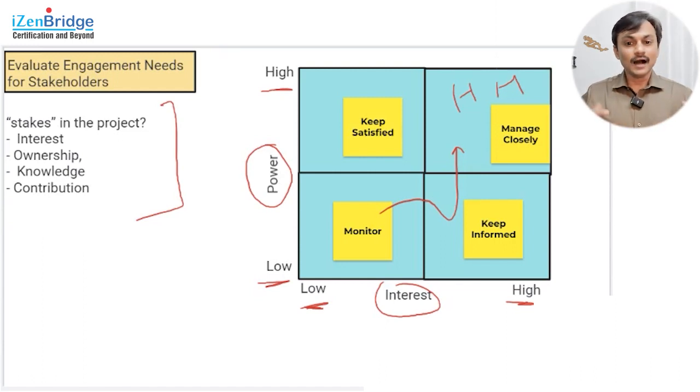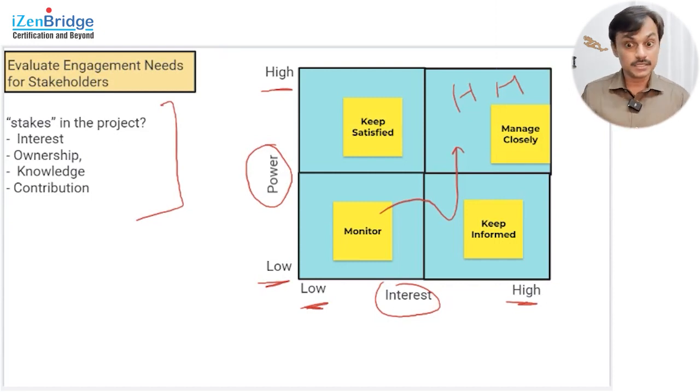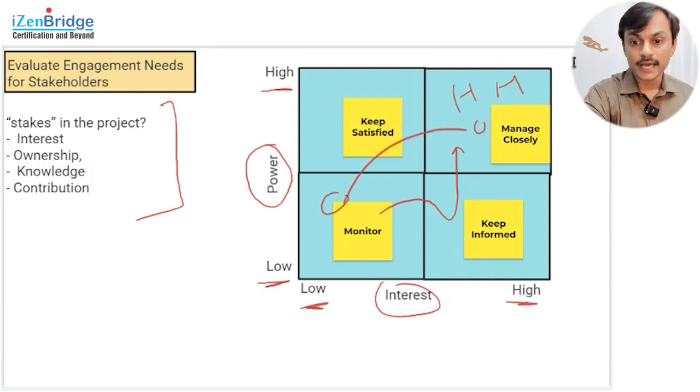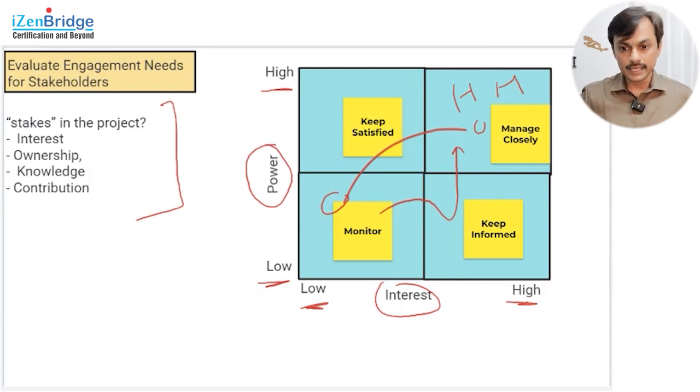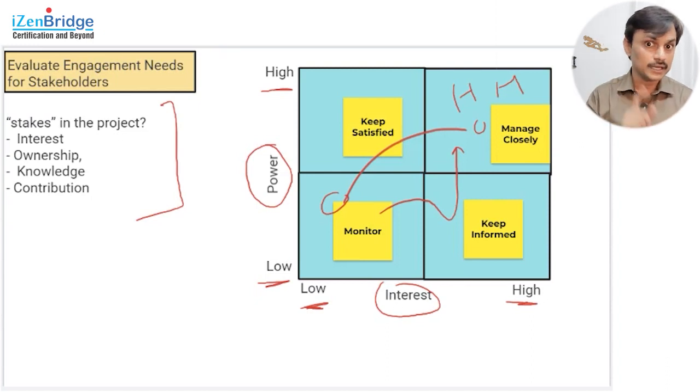Say I am a plant manager. I may not be interested when you are working on a product. But once the product is going inside my plant for implementation, I'm very interested in what you guys are doing. And I'm also powerful. So I might be coming from here to here as soon as the product goes to my territory or my area. So these positions are not permanent. The people will keep moving from one place to another. That's another important thing you need to remember for your PMP exam.